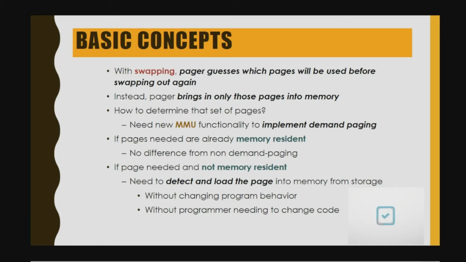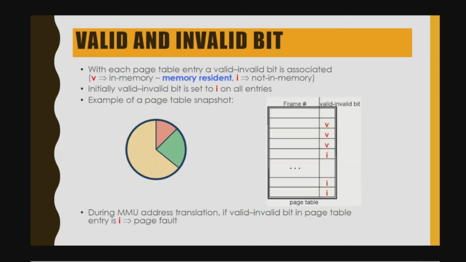If a page is needed and not memory resident, then detect and load the page into memory from storage. So we can have valid and invalid bits. With each page table entry, a valid-invalid bit is associated: V means memory resident, I means not in memory. Initially, the valid-invalid bit is set to I on all entries.